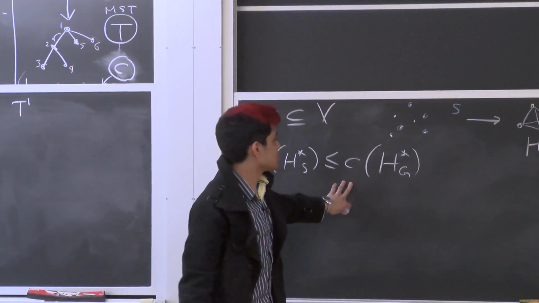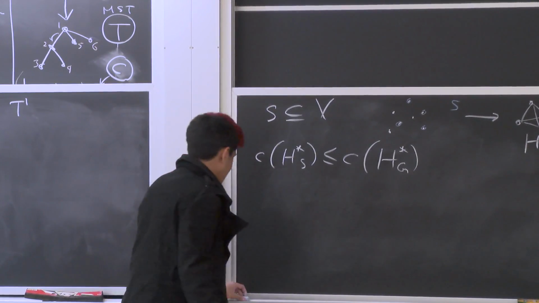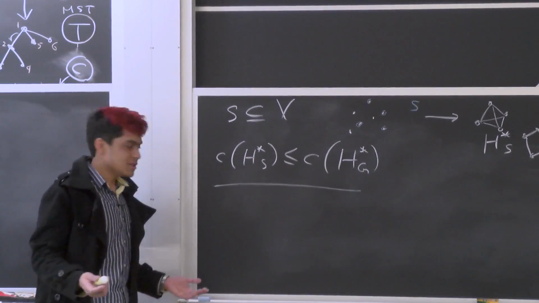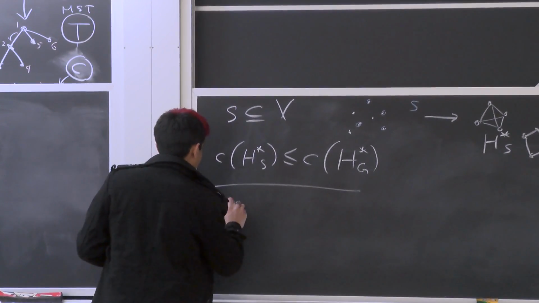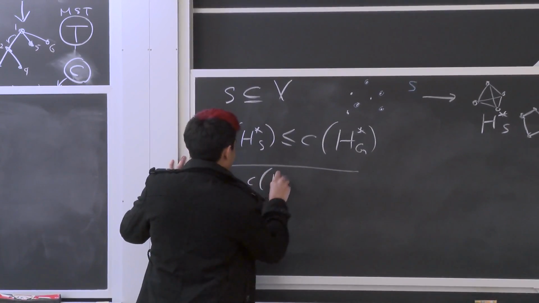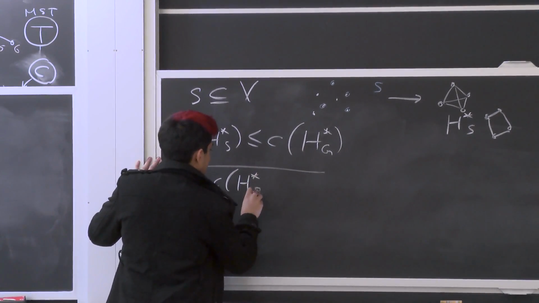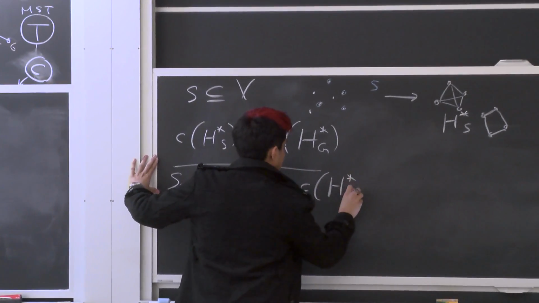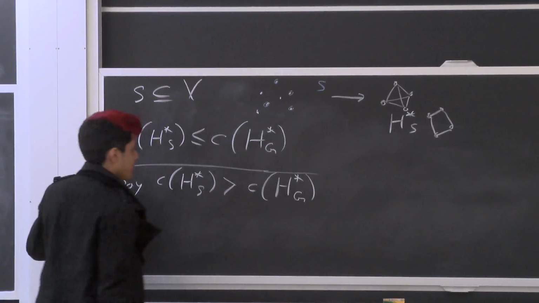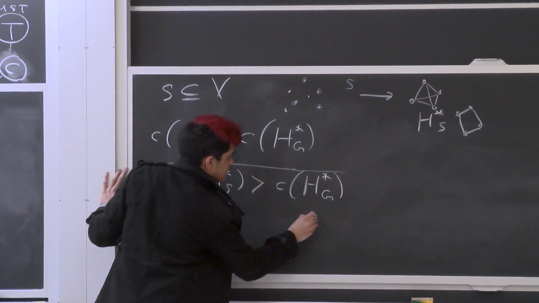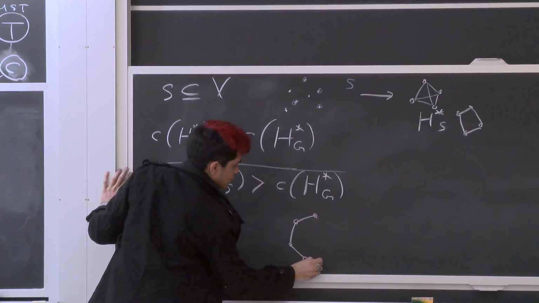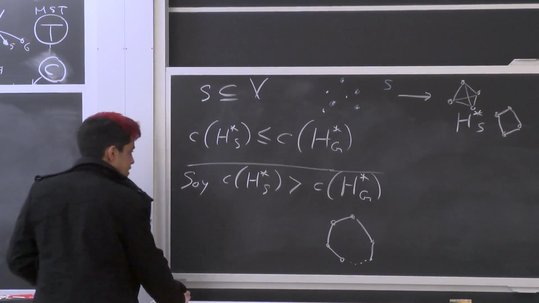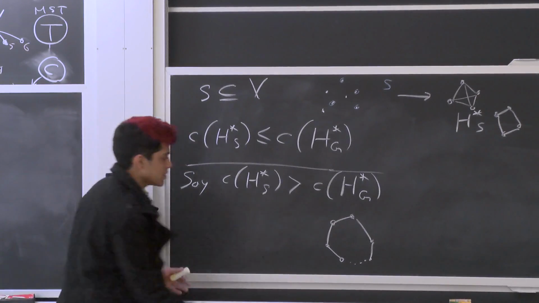However, this is only true because of the triangle inequality, and let's see why that is the case. So proof by contradiction. Say cost of H star of S is actually greater than cost of H star of G. Okay. So look at H star of G. It's a cycle, right? So you have your cycle. And in this cycle, you have all the vertices of S. So pick them out.